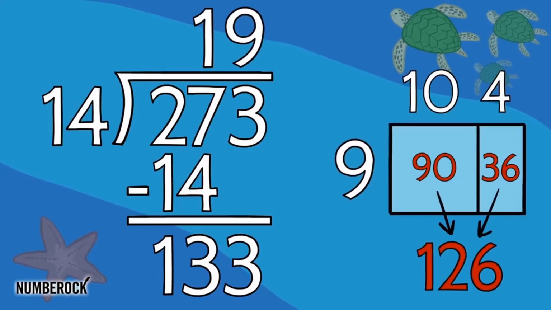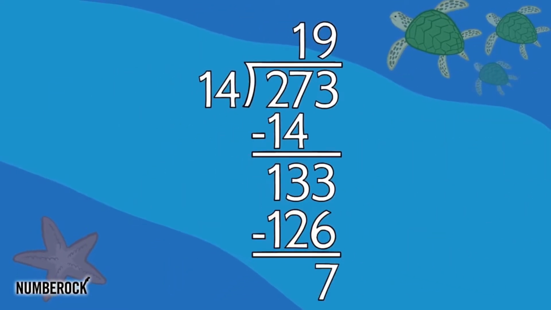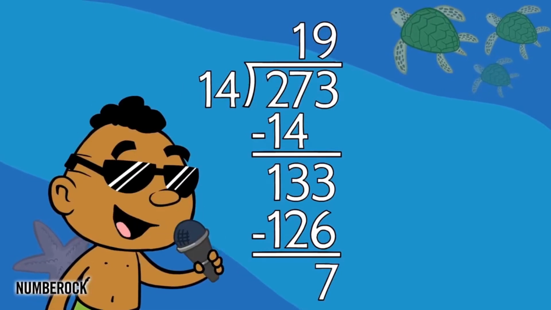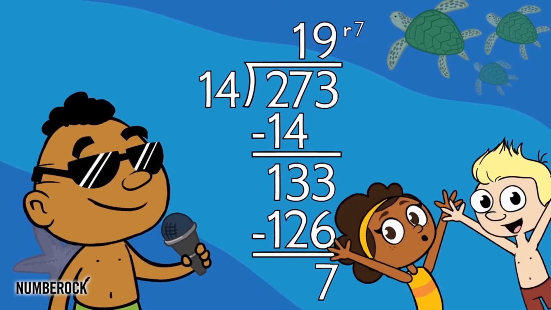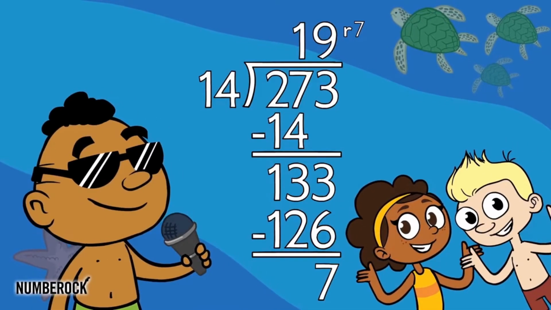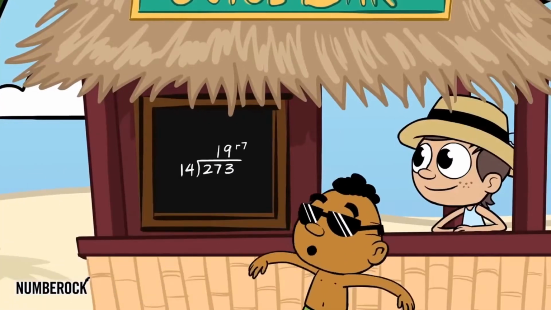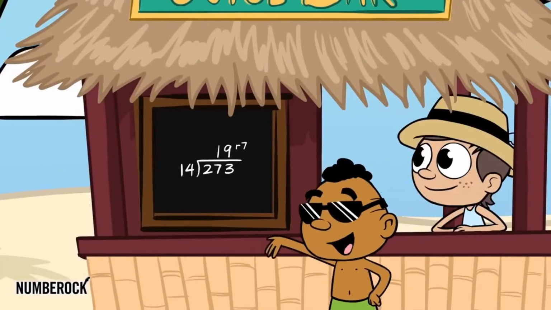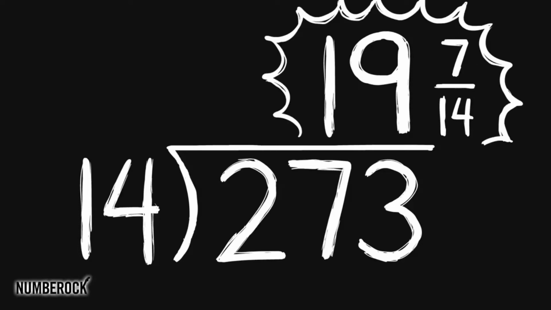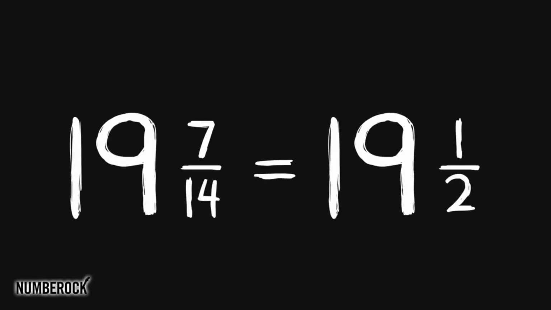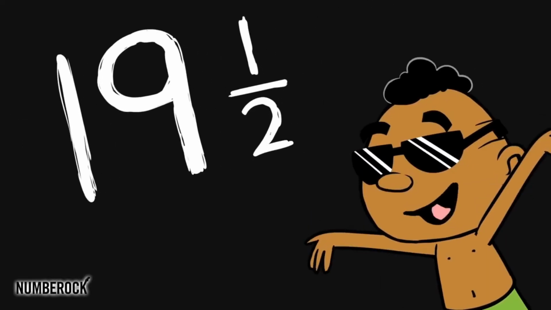Divide, multiply, subtract, bring down. And when there's a remainder, write R, followed by what's left over. That's how a quotient is found. Now let's see what the remainder really means. R7 can be written as 7 14s. Since 14 is the divisor, it's the whole. The remainder is the part, and that is its role. So 19 and 7 14ths is the quotient, and 19 and a half is its equivalent. And the simplest form.